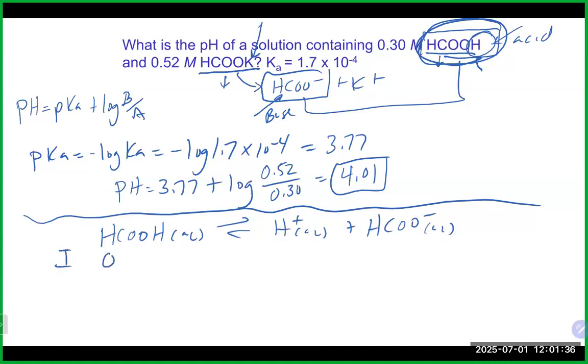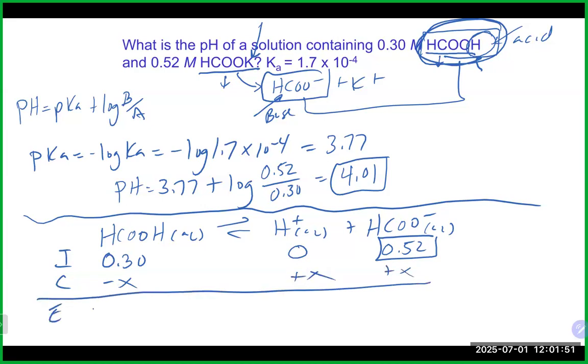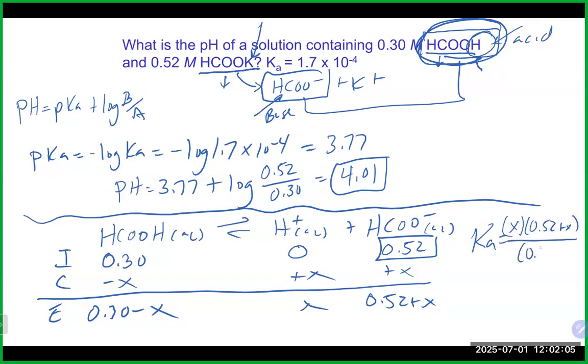Initially here, this would be 0.3, 0, and the important part here, we do need an initial number here, and this should not be 0. Change would be minus x, plus x, plus x, and that would get you 0.3 minus x, x, and 0.52 plus x. This would go into your Ka, which would get you x times (0.52 plus x) divided by (0.30 minus x), and that would equal 1.7 times 10 to the minus 4.